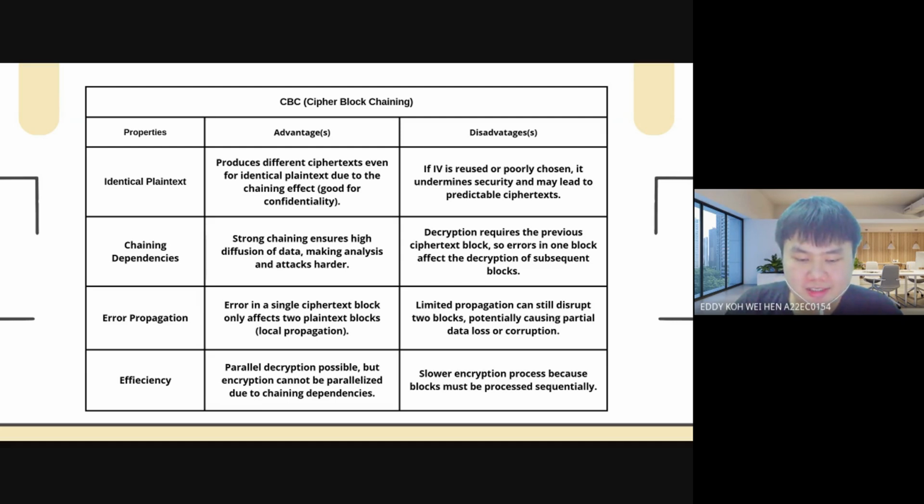Its chaining mechanism strengthens its security by linking blocks, but this creates dependencies as decryption requires the previous cipher blocks, limiting flexibility. Errors in one ciphertext block affect only two plaintext blocks, reducing overall disruption, though partial data corruption can occur. While decryption can be parallelized, encryption is sequential, making it less efficient for large-scale operations.